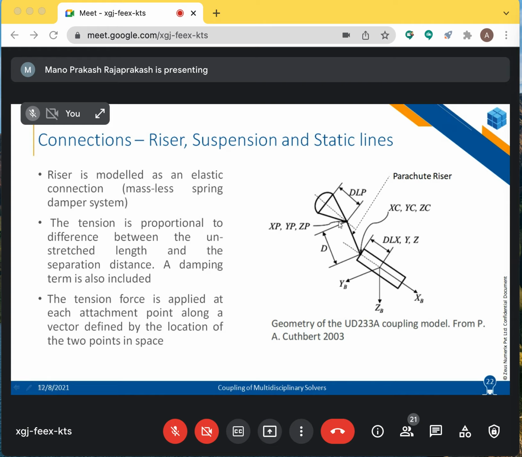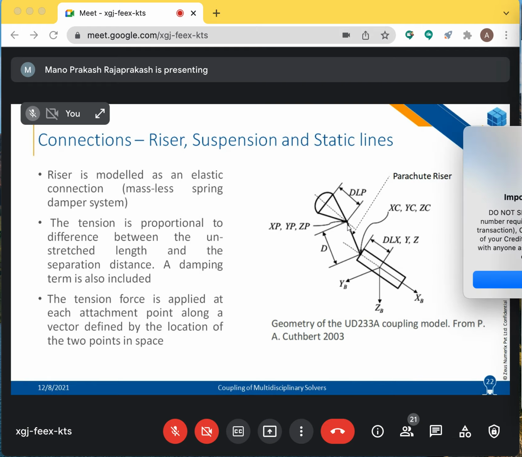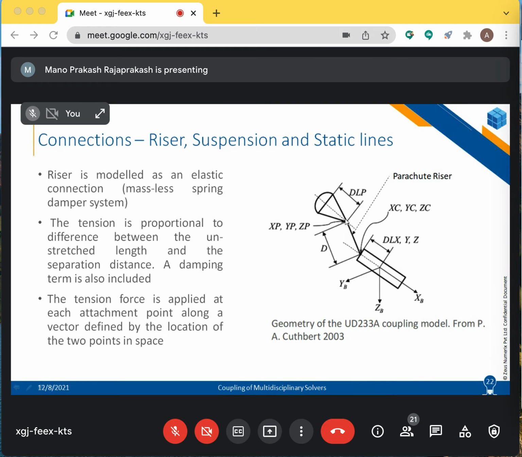So for the spring force, the distance between the parachute and payload is very important. Now for the damping term, I'm going to require the velocity, meaning the velocity at which the change in length has happened. That is also very important in modeling the ultimate forces. Say this line is in tension. This force should be applied to the parachute as well as the payload.